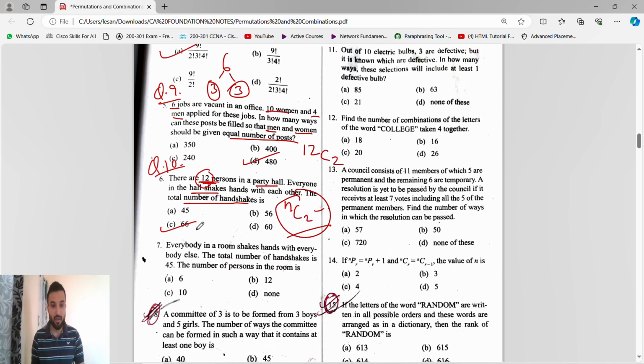Okay. Now next, this is question number 11. Everybody in a room shakes hands with everybody else. So they are going and shaking hands with everybody else. The total number of handshakes is 45. Find the number of persons in the room.